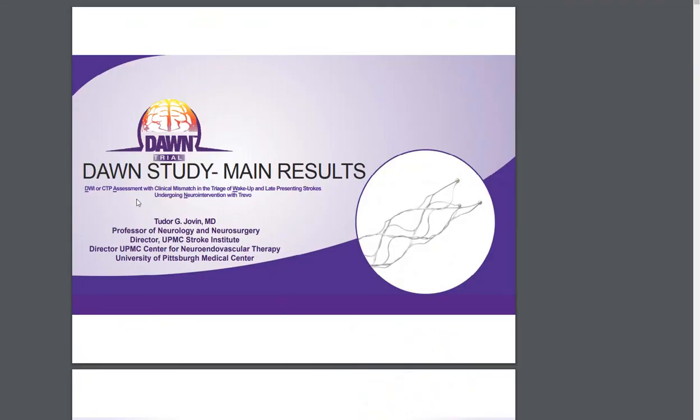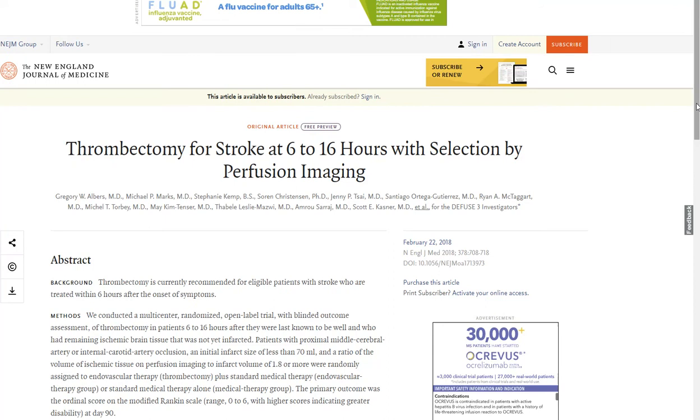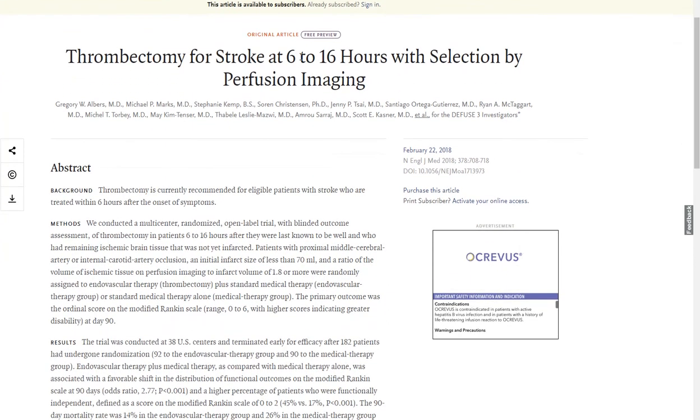One of the studies is called the DAWN trial. This trial is for 6 to 24 hours, and the other one is called the DEFUSE 3 trial. The DEFUSE 3 trial is the more recent one, from 6 to 16 hours, with the largest patient selection. And I discussed with Dr. Albers today and clarified a lot of the understanding so we can implement it.